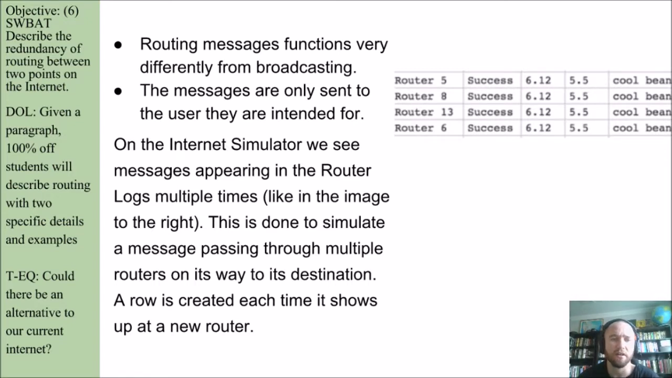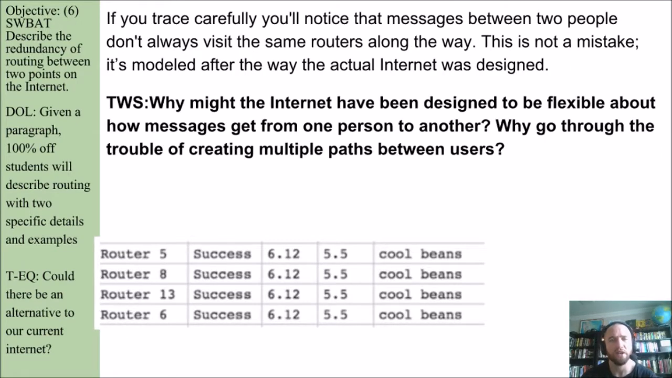On the Internet Simulator, we see messages appearing in the router logs multiple times, like in the image to the right. This is done to simulate a message passing through multiple routers on its way to its destination. A row is created each time it shows up at a new router. If you trace carefully, you'll notice the messages between two people don't always visit the same routers along the way. This is not a mistake. It's modeled after the way the actual internet was designed.